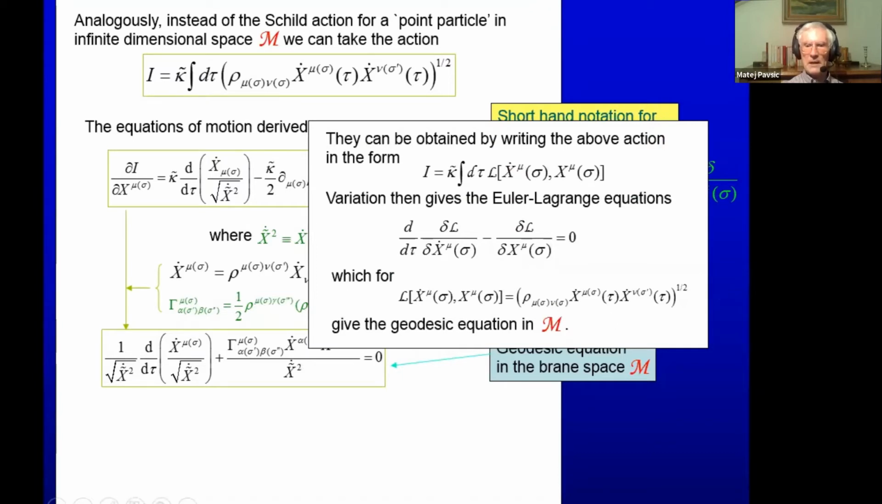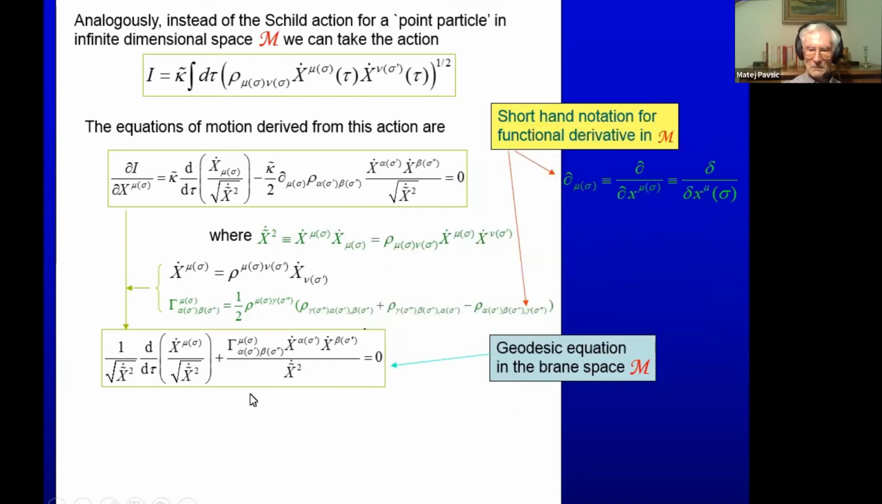So how do we derive it? In the usual notation, we just have the action with the Lagrangian as a function of velocities and coordinates, and the variation of this action here gives the geodesic equation in M, which is this one here. Now, this is important. This equation here is valid for any metric rho.